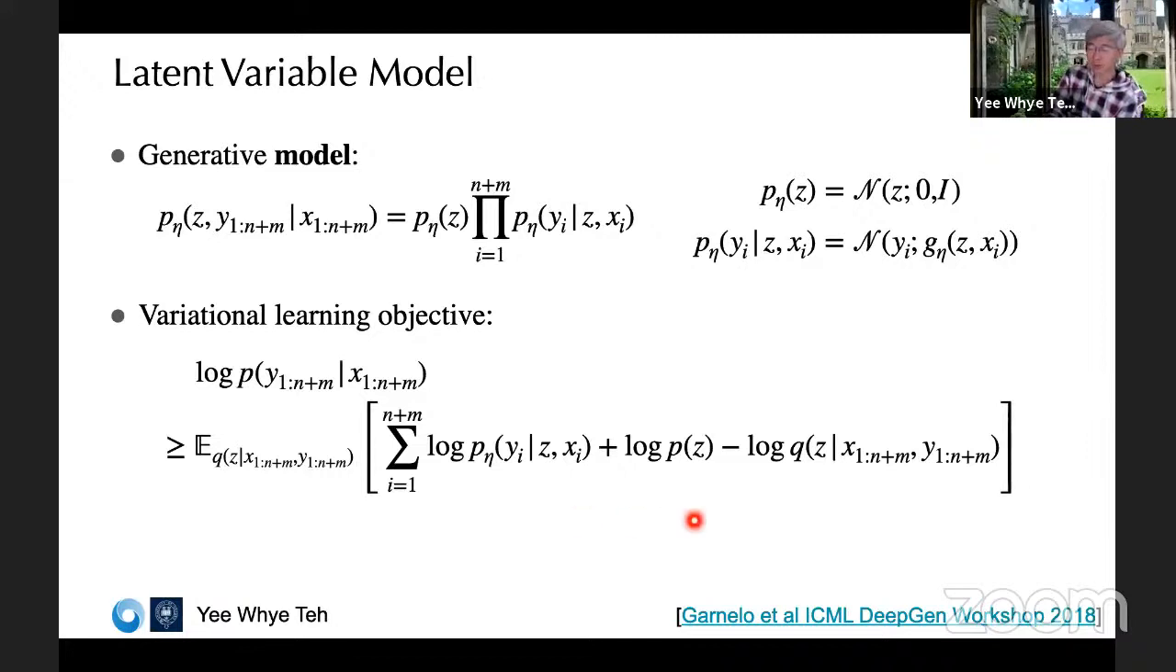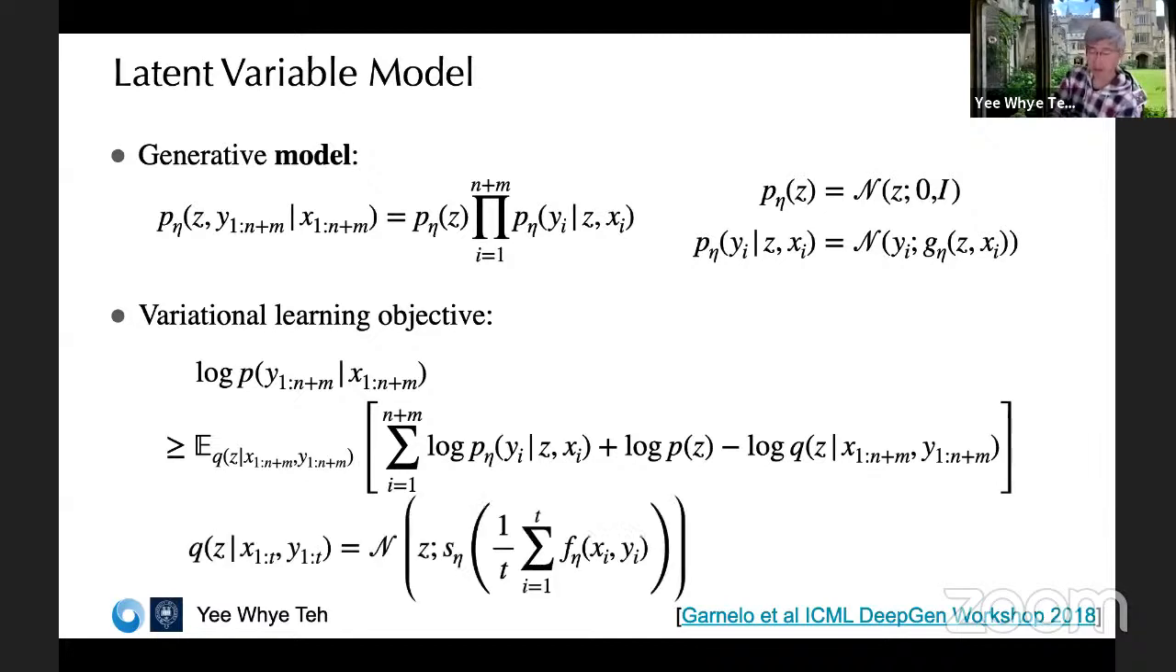Right, and once we form this lower bound, we can then optimize it, and this is a tractable lower bound. So we're going to parameterize our variational posterior using a neural network, and we're going to parameterize our predictive distribution using a neural network G, and we're going to optimize the parameters of both of these neural networks by maximizing this variational objective function.